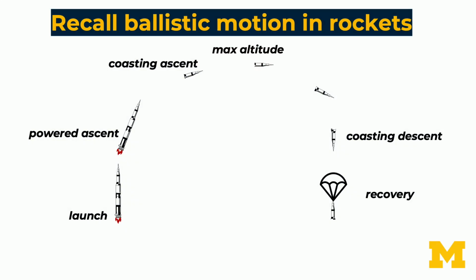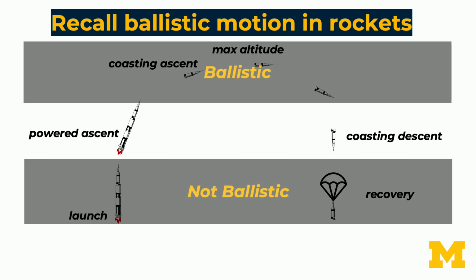Today we're going to talk about the basics of an orbit. Last time we talked about ballistic motion, and today we're going to talk about how ballistic motion and orbits are related to each other. So recall that ballistic motion is basically where a rocket goes up and then it comes back down. It doesn't have enough energy to actually get into orbit.